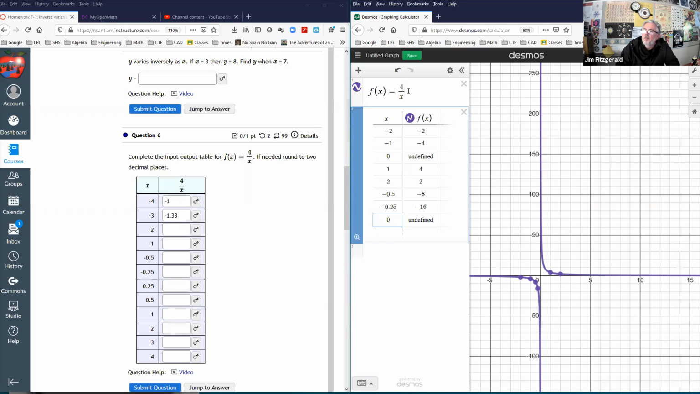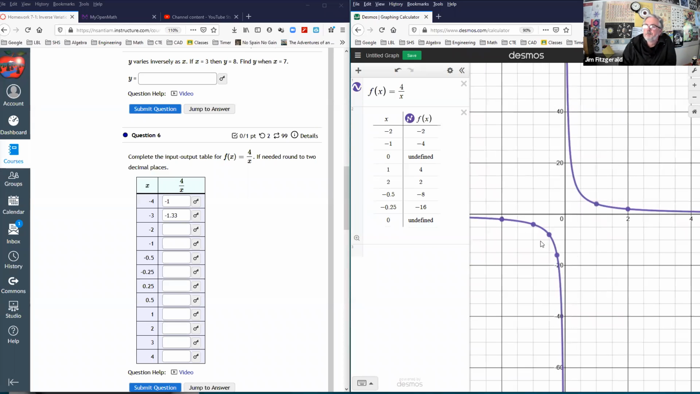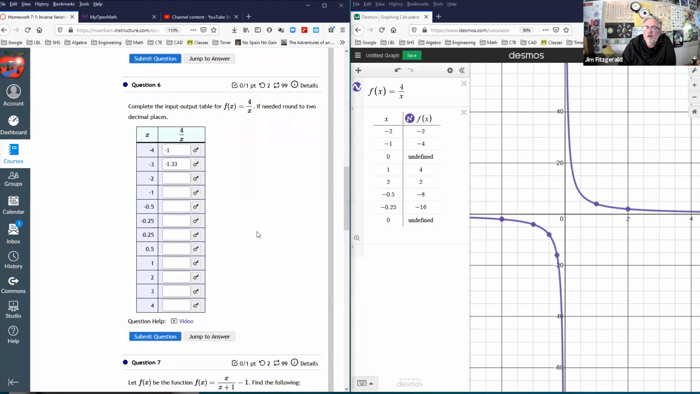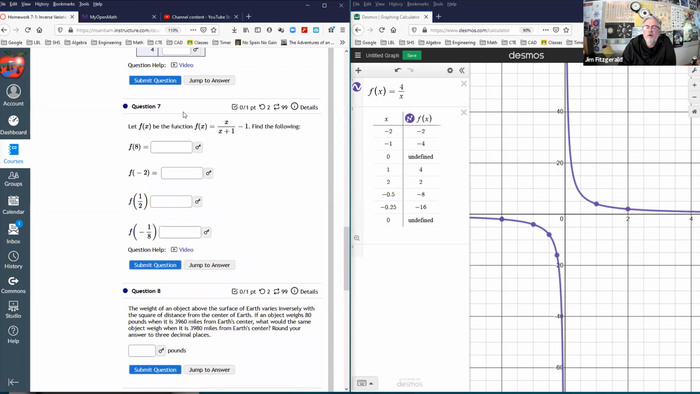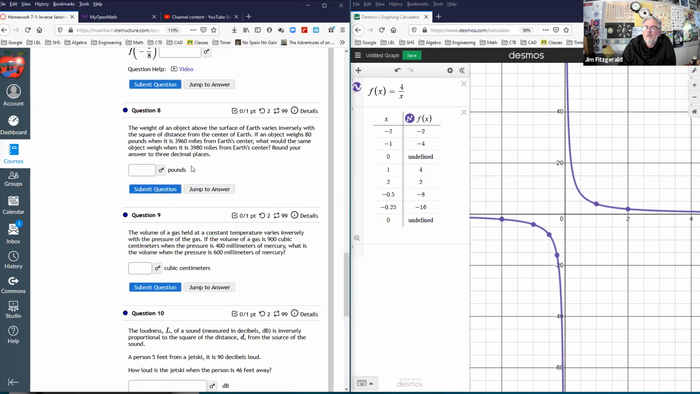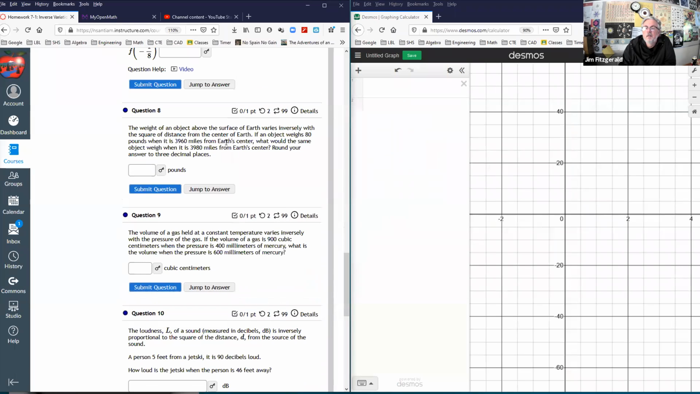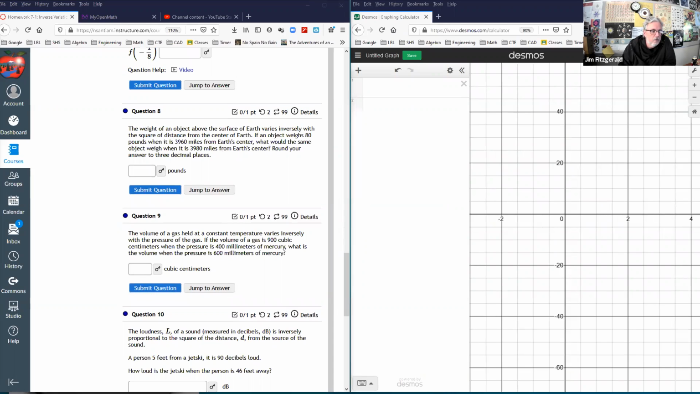And then the plus c part is 0, so there's nothing added to it. So we got the other split there, that horizontal asymptote where x is equal to 0. Okay, so the table of values you build there. Same thing here. They just ask you to calculate some values. And then there's some story problems here. Again, these are just inverse relationships, inverse variations.